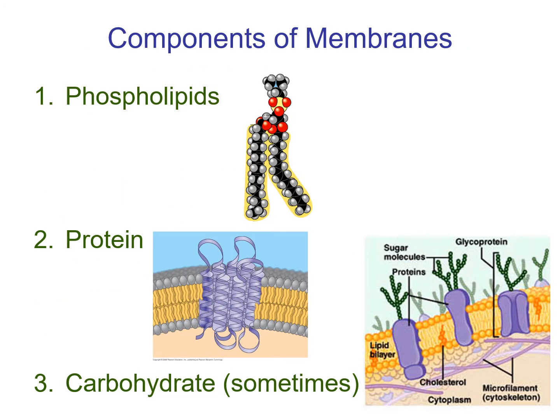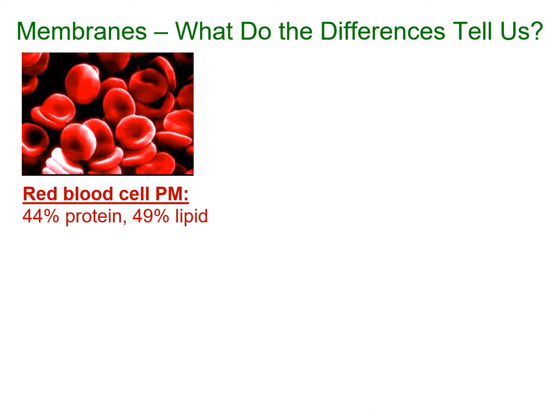All membranes are made up of phospholipid and some protein, but there can be a huge variation in the amounts. Carbohydrates are quite often present, but not always, and when they are present, they're generally present only on the outside of the cell. The proportions of protein and lipid in a membrane can tell us quite a lot about what the membrane does. So let's just take a moment and compare a few different membranes.